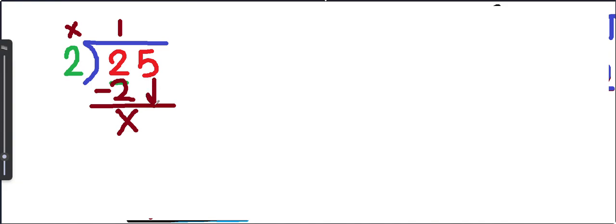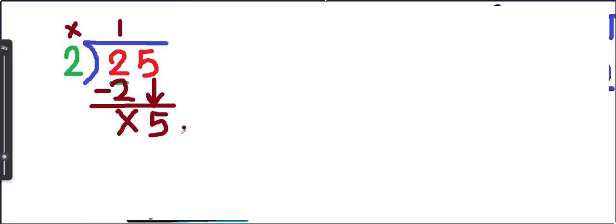Now, what will happen to the 5? The 5 comes down now. We are going to compare this 5 and the 2. So this 5 who is sitting inside the house, is it less than the green 2, equal to the green 2, or more than the green 2? 5 is more than the green 2. That means we can proceed with the sum. So what did we discuss a few moments earlier? We can only proceed with the sum if it is equal or greater than the divisor.